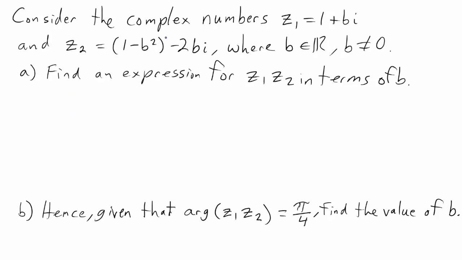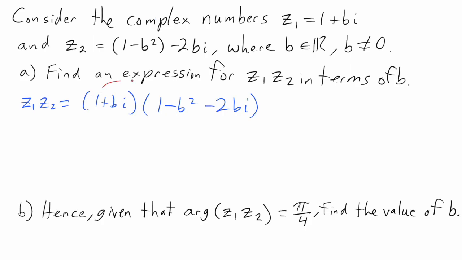Okay, next we have a complex numbers question. And in the first one, we simply have to do the product z1, z2, and that's just a bunch of algebra. We're going to do 1 plus bi times 1 minus b squared minus 2bi.